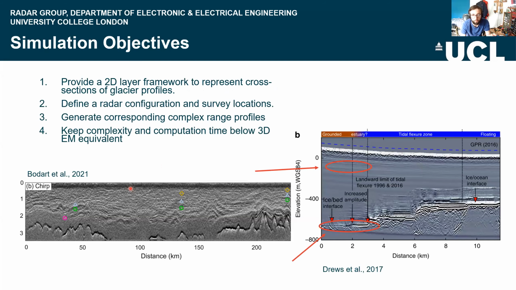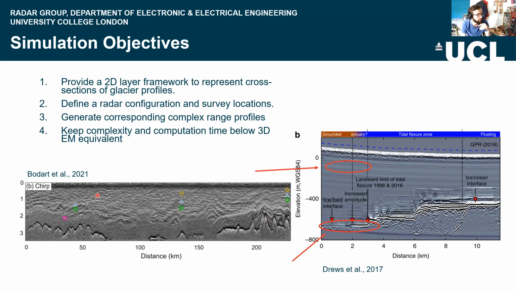So what are we trying to achieve with these simulations? I've put these four points here. First of all, we're trying to provide a two-dimensional snapshot of an ice mass, whether that's an ice shelf, ice sheet, etc. Some of the most common features that you observe in radargrams of ice shelves and ice sheets are layers within the glacier.